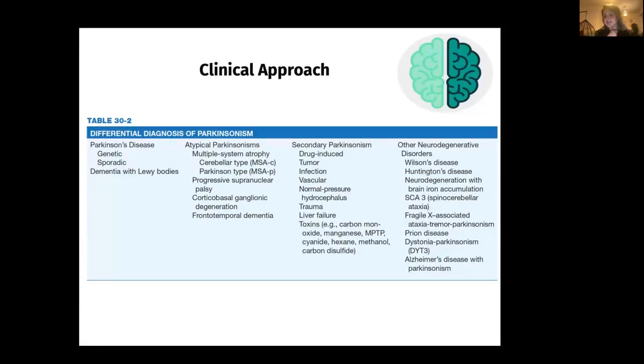There is fragile X associated ataxia tremor Parkinsonism, which I'll just go through in slight detail later on. And prion disease or Creutzfeldt-Jakob could present that way as well, and it would be, however, very fast progressing. And then there's dystonia Parkinsonism, which is an important subset in young patients that we need to consider. And Alzheimer's disease could occasionally present with Parkinsonism. So as you can see, there are many, many causes and differential diagnoses for Parkinson's. So the most important part is to take a comprehensive history when the patient comes, so that you can try to narrow down your differentials and know what to look for when you are investigating.